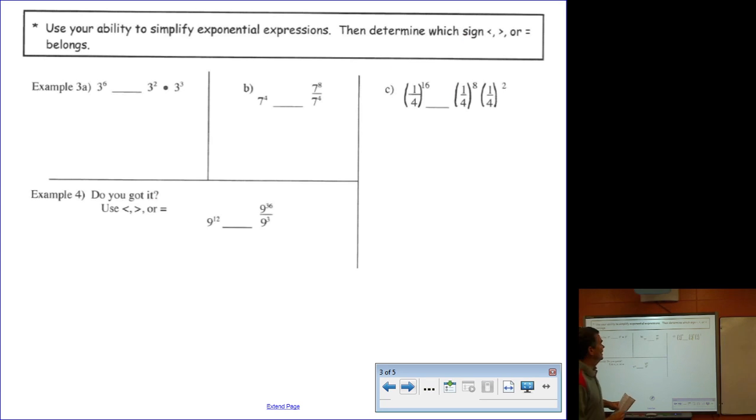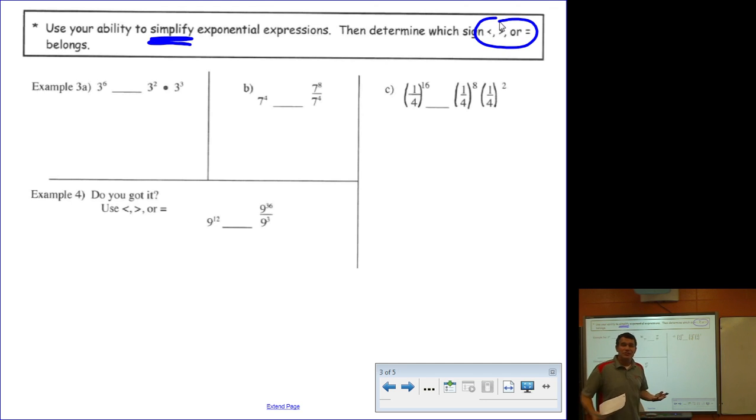All right. Here we're just going to practice using our ability to simplify expressions. And once we simplify them, we're going to see which sign belongs between them. Either less than, greater than, or equal to. But I keep reminding you, the important thing here is still how good are you at simplifying expressions? This is really just more practice using the exponent properties, right? So the key here is to, we'll just simplify them.